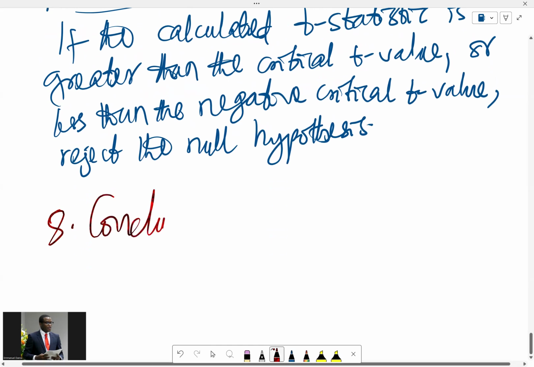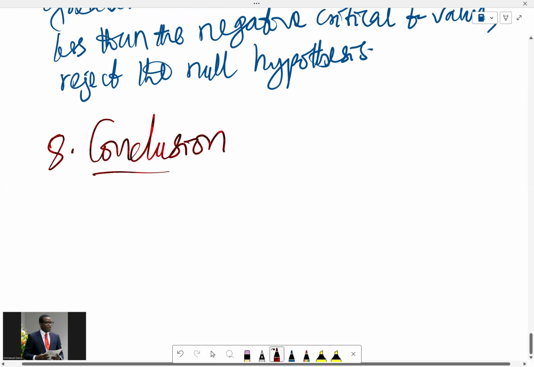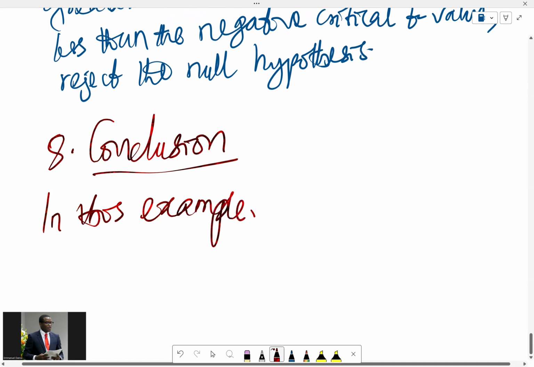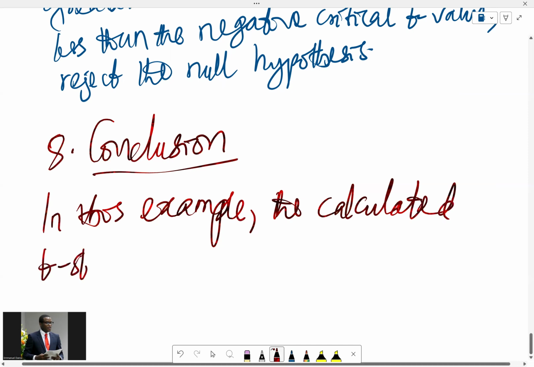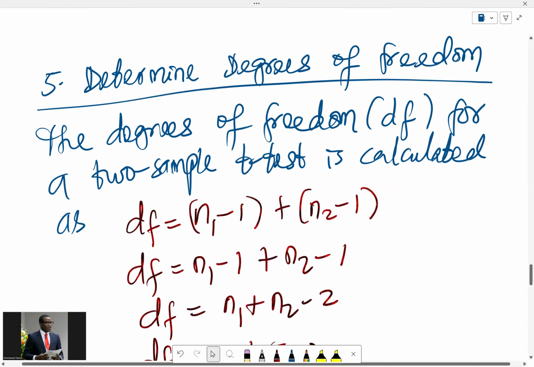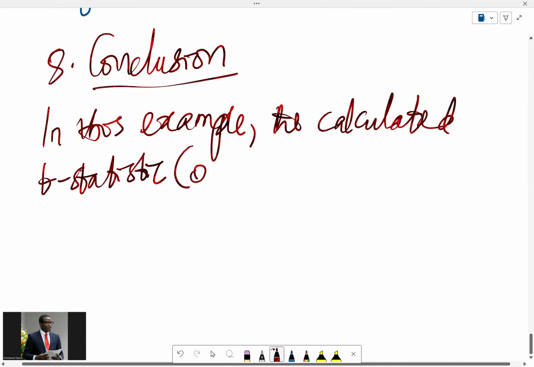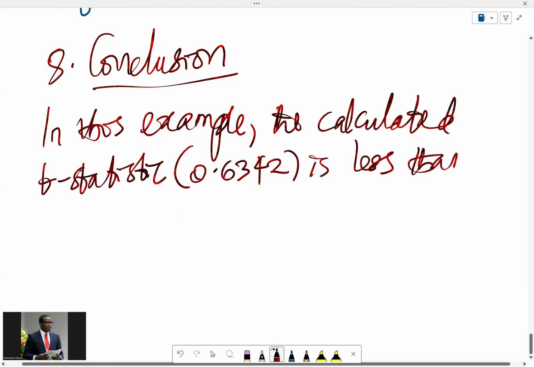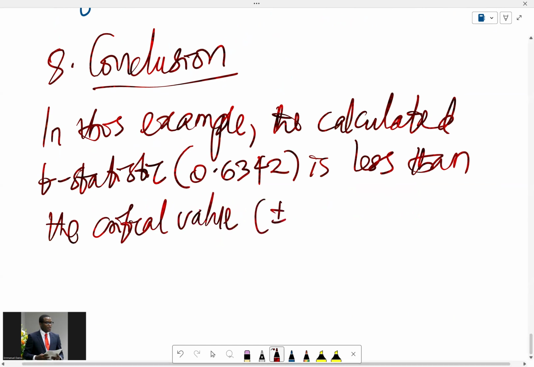So let's go for the conclusion now. In conclusion, in this example, the calculated t statistic, which is that 0.6 something, the calculated t statistic is 0.6342. 0.6342 is actually less than the critical value that we got, which is plus or minus 2.306.